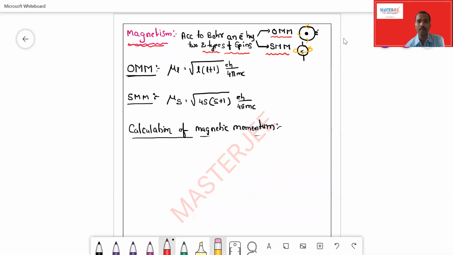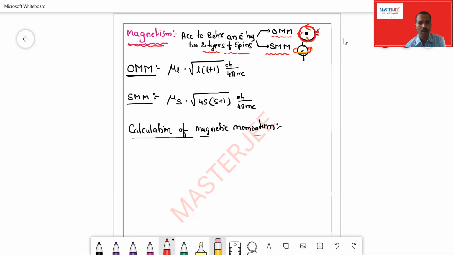What is meant by orbital magnetic moment? If the electron is revolving around the nucleus, that is called orbital magnetic moment. Spin only magnetic moment means the electron is revolving around itself only.